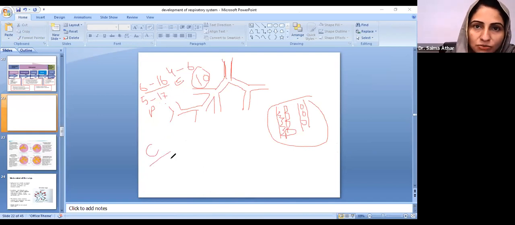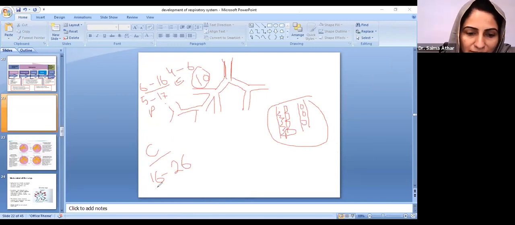This canalicular phase will remain from 16 till 26 weeks. ठीक है, 6 हम इसलिए दे रहे हैं क्योंकि आसानी रहती है याद करने में. Otherwise, some books write that this starts from 15 till 27 weeks. तो वो हम भूल सकते हैं. So it's easy to remember that 6 till 16 weeks is the pseudoglandular, and 16 till 26th week is the canalicular. Now, what is happening during the canalicular period?